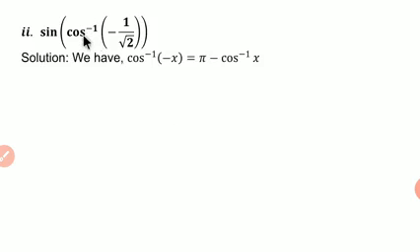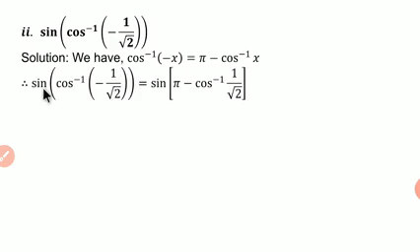Okay. Now see the second example under this instruction: find the value of sin of cos inverse of minus 1 by root 2. Now we know cos inverse of minus x is equal to pi minus cos inverse x. We use this result here. So using this result, sin of cos inverse of minus 1 by root 2 can be written as sin of pi minus cos inverse of 1 upon root 2. Now cos inverse of 1 upon root 2 is pi by 4.